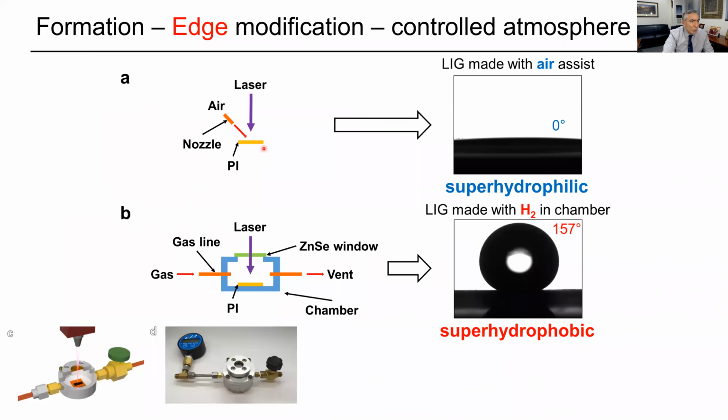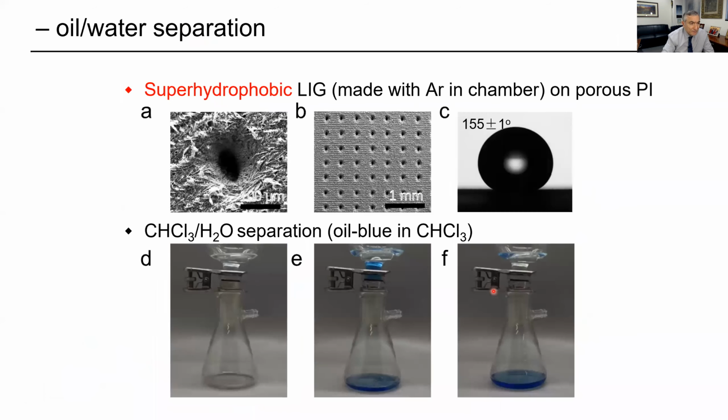We noticed that when we would do this in the air, the surface would be super hydrophilic, meaning you put a drop of water and it totally splays out. That's due to the oxygen on the edges of the graphene. However, if we do it under an inert atmosphere, then the surface becomes super hydrophobic, has a 157-degree contact angle. Anything over 150 is super hydrophobic, and it's very hard to get even a drop of water on there because it keeps wanting to run off.